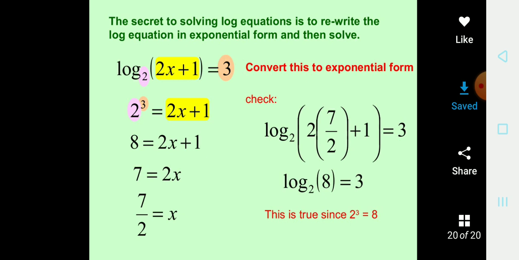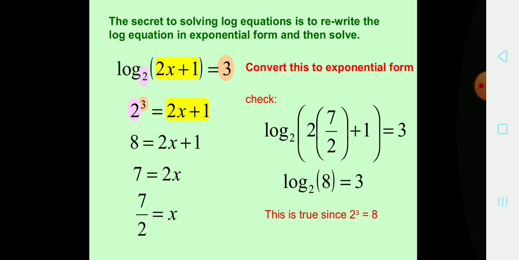The secret of solving logarithmic equations is to write the logarithm in exponent form. So log base 2 of 2x plus 1 equals 3. Let's convert this equation to exponent form. So 2 to the 3 equals 2x plus 1, 8 equals 2x plus 1, 7 equals 2x, 7 over 2 equals x. Checking: log base 2 of 2 times 7 over 2 plus 1 equals 3. So log base 2 of 8 equals 3. This is true since 2 to the 3 equals 8. So that's our answer.